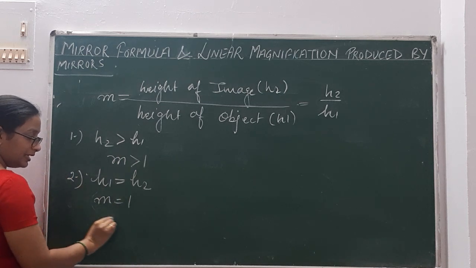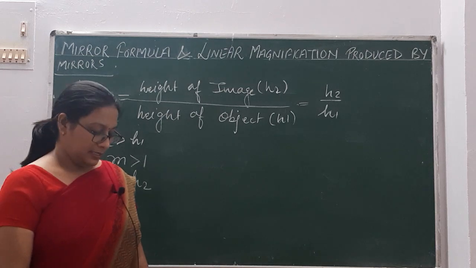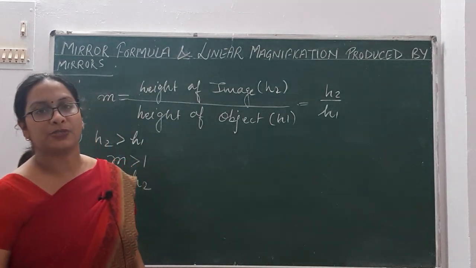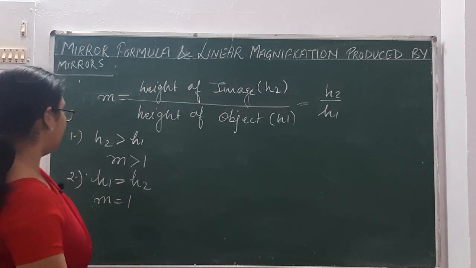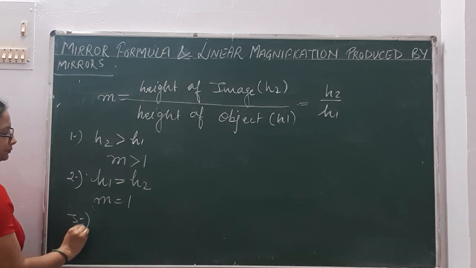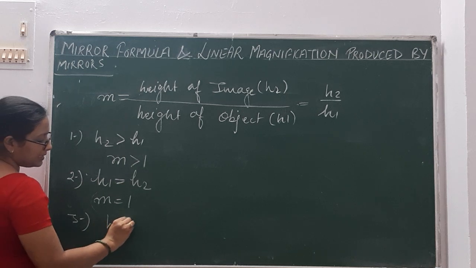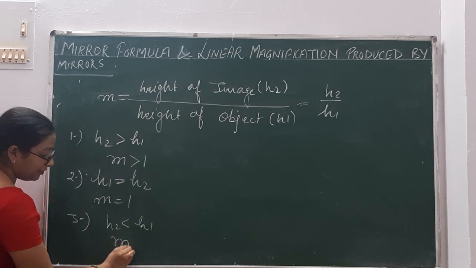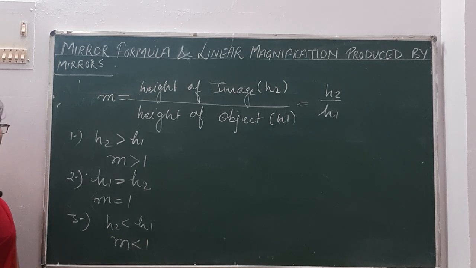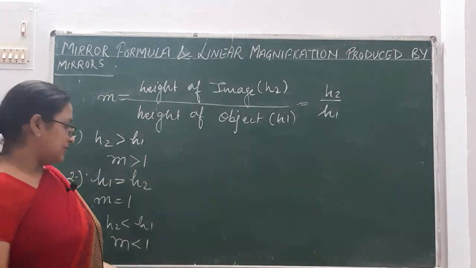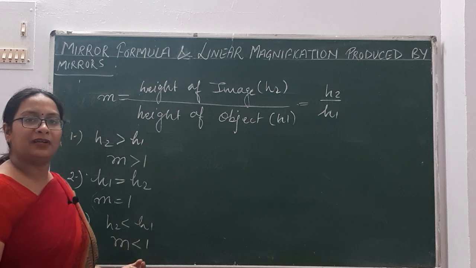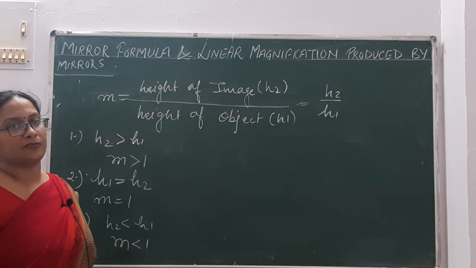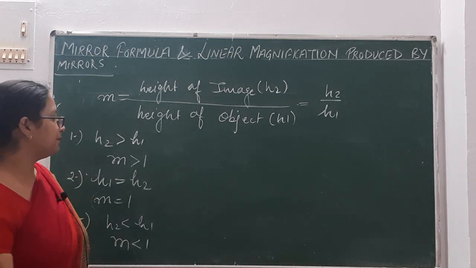So, if the magnification is equal to 1, it shows that the height of image is equal to the height of object. Now, the third situation is h2 is less than h1. In this case, magnification is smaller than 1. So, if the magnification is smaller than 1, it indicates that the size of image is smaller than the size of the object.